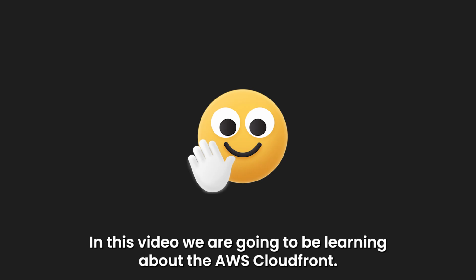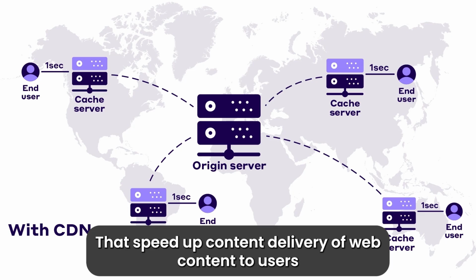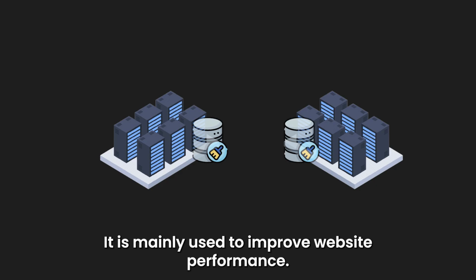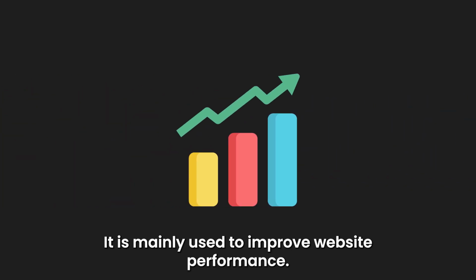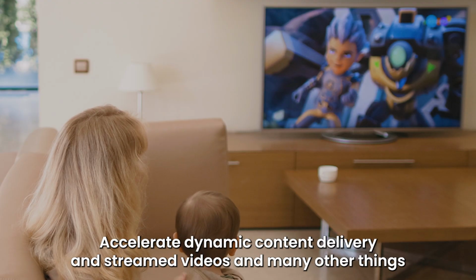In this video, we are going to be learning about AWS CloudFront. CloudFront is a content delivery network service that speeds up content delivery of web content to users by caching it in edge locations around the world. It is mainly used to improve website performance, accelerate dynamic content delivery, and stream videos and many other things.